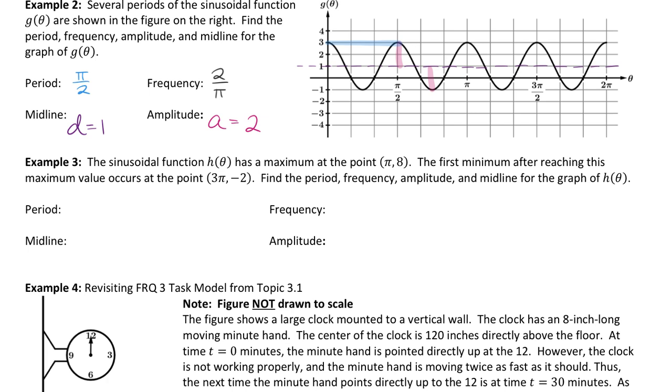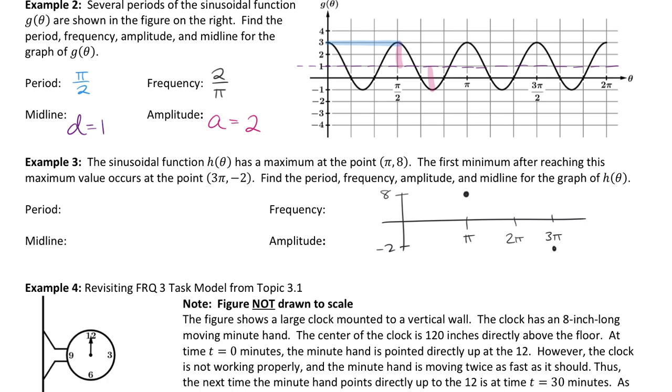I feel like I need to see what this looks like, so I'm going to draw myself a little sketch. And I highly recommend always drawing a sketch of sine and cosine when you're using them. We'll let this be pi, this will be 2 pi, and this will be 3 pi. It told me the first time I have a maximum is at pi, comma 8. And the first minimum after reaching this maximum value occurs at 3 pi, comma negative 2. I know that my graph is not balanced out. I'll get over it. It's fine. I know these two things, yes?